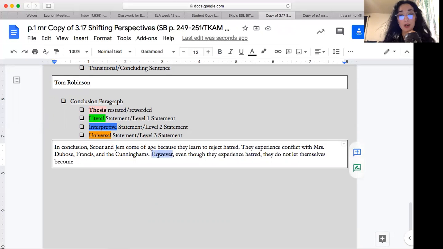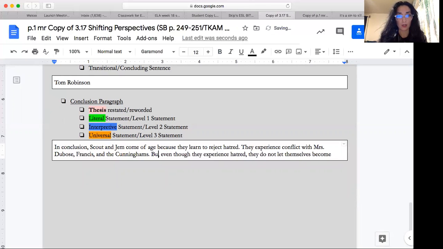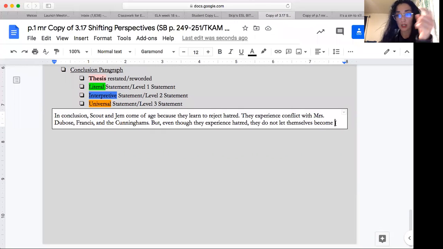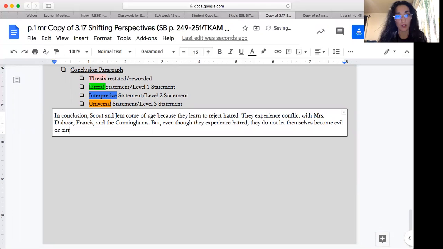Okay, and then however, I love that word. It's just like but, except you can't start a sentence with but. You can start a new sentence with however. So it's kind of like but. Okay, in conclusion, Scout and Jem come of age because they learn to reject hatred. They experience conflict with Mrs. DeBow, Francis, and the Cunninghams, but even though they experience hatred, they never let themselves become evil or bitter.